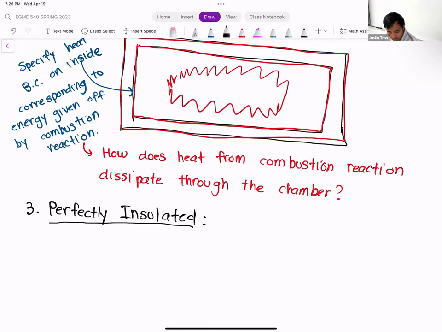So a perfectly insulated boundary condition is actually a special case of a heat flow boundary condition. Technically speaking, that means perfectly insulated is a load type boundary condition, so it's not a constraint. People think of it as a constraint type boundary condition, but it's actually a load. A perfectly insulated boundary condition means that if you specify it on a surface, no heat flow or heat flux can occur through that surface.